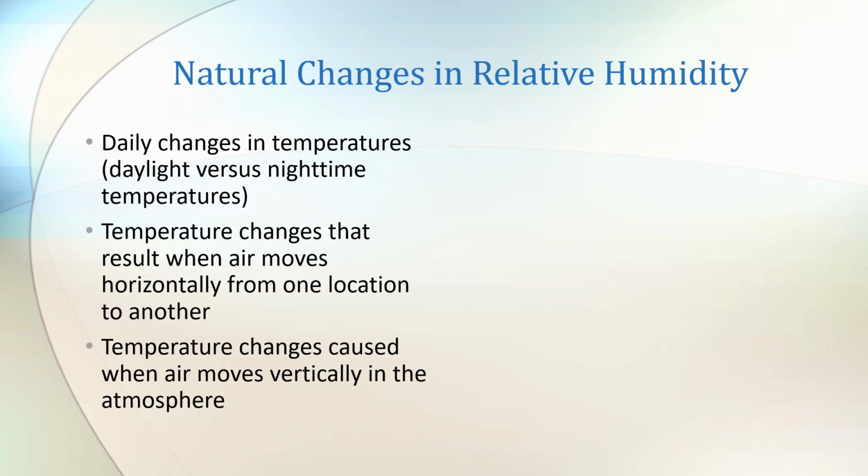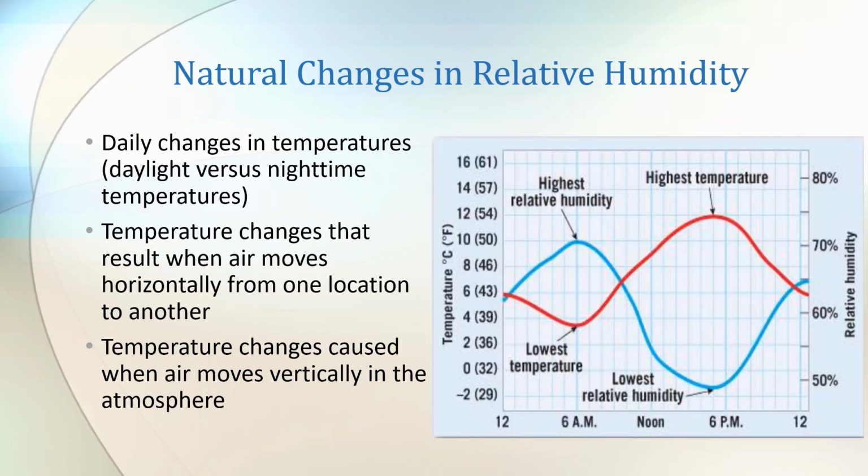And then the temperature changes caused when air moves vertically in the atmosphere, not just the horizontal movement of the air, but also the vertical movement of the air. It also changes the temperature, and that way, since relative humidity varies with the temperature, it also changes the relative humidity. It is shown here in the graph.